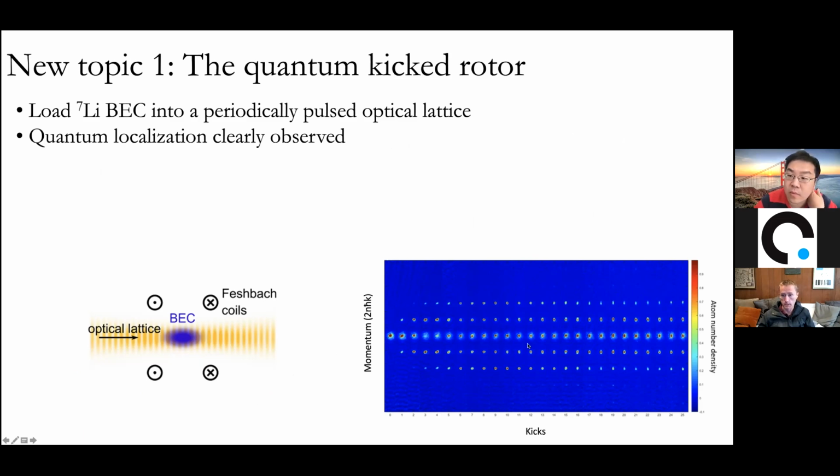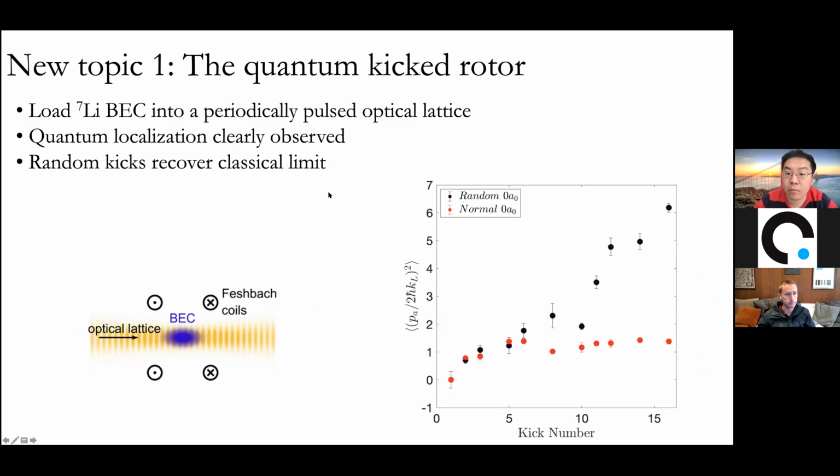So this is like a stroboscopic picture of what the atoms do as a function of kick number. And you can see momentum is on the y-axis because this is the time of flight picture. So you can see the momentum increases as time goes on, but at some point it just stops increasing and the atoms are in a steady state. So even though we're whacking them continuously with a lattice every 5 microseconds or so, they stop absorbing energy. And this is a purely quantum mechanical phenomenon, which would not occur classically.